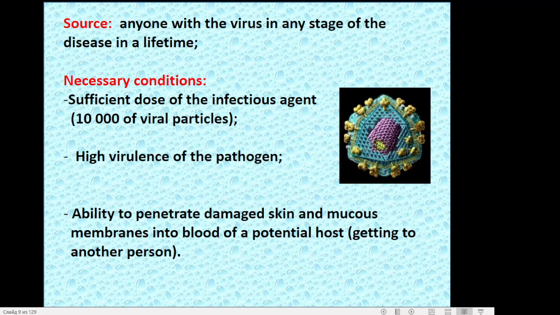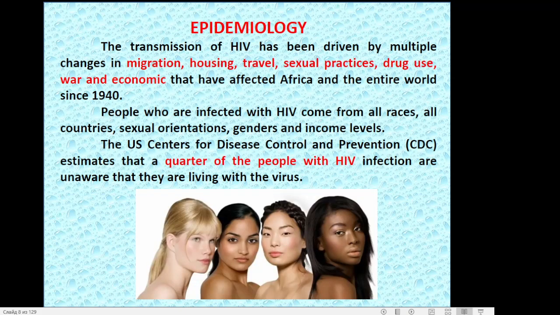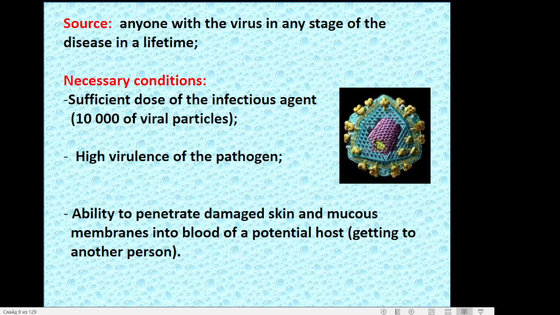It is necessary to return to the previous slide: around one-fourth of people with HIV don't know their own HIV status. They don't know they are infected. Infection requires a sufficient dose of the infectious agent, around 10,000 viral particles, and high virulence of this pathogen, which may penetrate through damaged skin or damaged mucous membrane into the blood of a potential host.